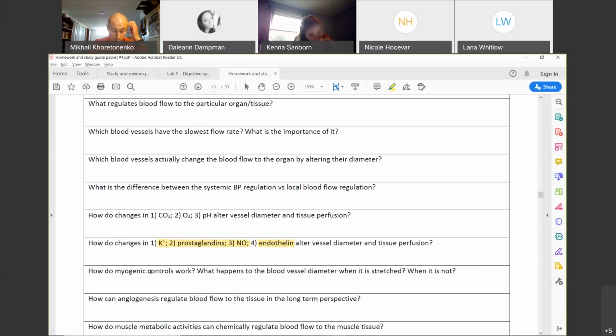Myogenic controls. When blood pressure goes up, it stretches out the blood vessels. And in order to maintain tissue perfusion at the same level, blood vessels shrink. On the other hand, if blood pressure goes down, stretch of the blood vessel decreases, and in order to maintain the same blood flow through the tissue, blood vessels dilate. I hope I'm making sense here.